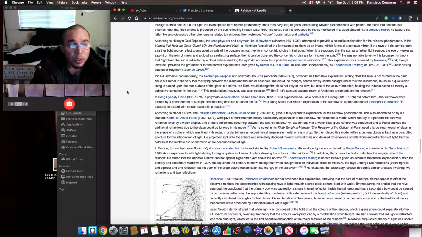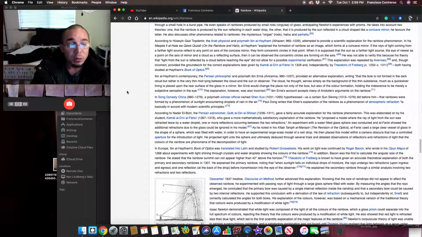An experiment with a water-filled glass sphere was conducted, and al-Farisi showed the additional refractions due to the glass could be ignored in his model. As he noted in his Kitab Tanqih al-Manazir, the revision of the optics, al-Farisi used a large clear glass vessel in the shape of a sphere, which was filled with water, in order to have an experimental large-scale model of a raindrop.